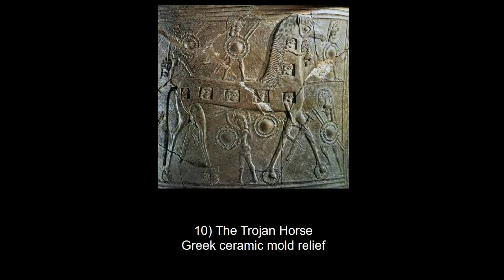So this is a scene from the Trojan War showing the Trojan horse, the event that brought a close to the battle. And it's done here, it's a Greek pot, and it's done in mold relief. It's not carved and it's not plastered on. It's actually made out of a mold with a ceramic.